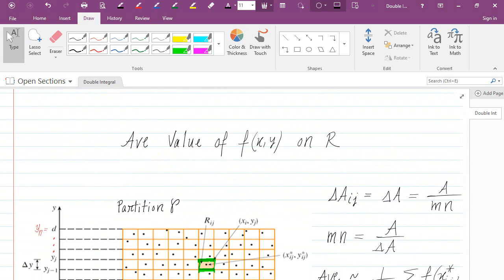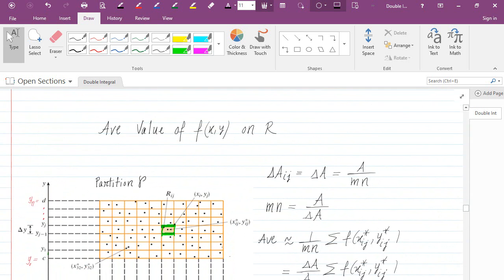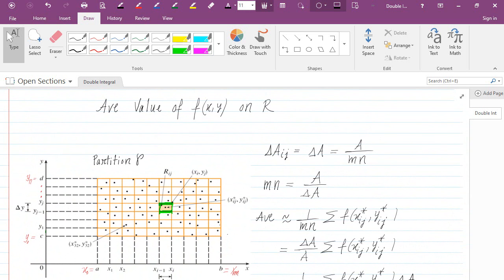Okay, so I'm going to stop right here. In the next video, we will be looking at how to find the average value of a function over a rectangle.